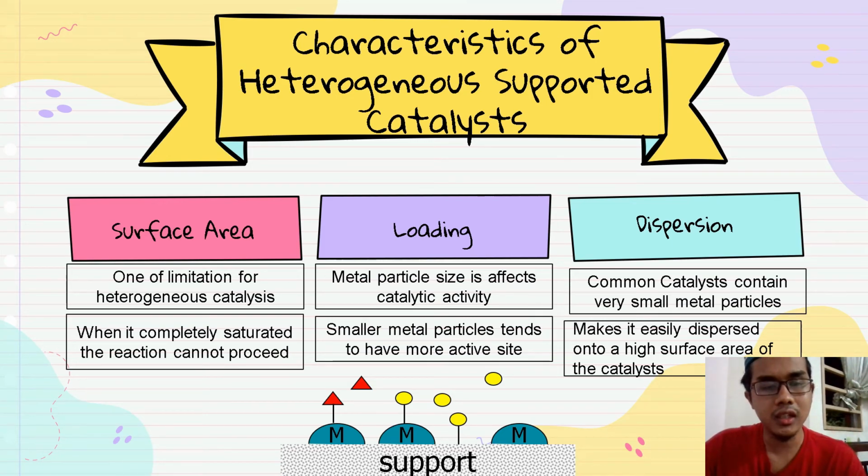So for the second characteristic, which is loading, the metal particle size is a critical structural parameter that determines the catalytic activity of supported metal catalyst. Hence, smaller particles tend to have more active sites compared to larger metallic particles. So for the third characteristic, which is dispersion, common catalysts contain very small particles, typically in the nanometer range, which are dispersed onto a high surface area of the catalyst.